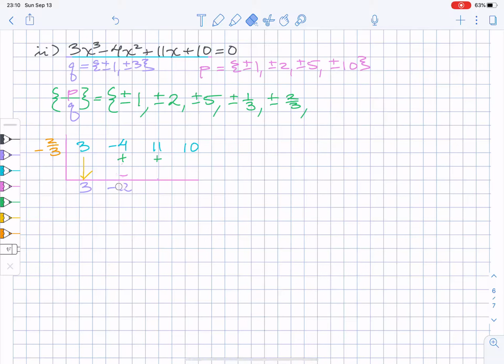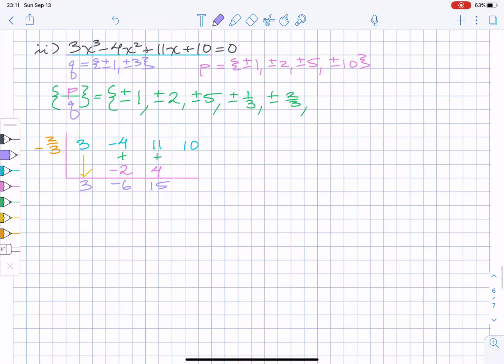See if that works. Okay, so 3 divided by 3 is 1 times a negative 2 is negative 2. Add these together, we get negative 6. Now negative 6 divided by 3 is negative 2 times negative 2 is positive 4. Add these together, we get 15. 15 divided by 3 is 5 times a negative 2. Holy moly, we actually got it. Negative 10, oh my goodness. Okay, so that means my remainder is 0. Those were miserable numbers, weren't they?